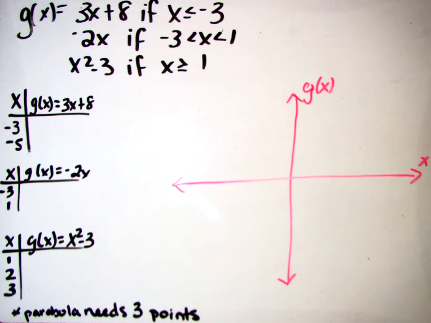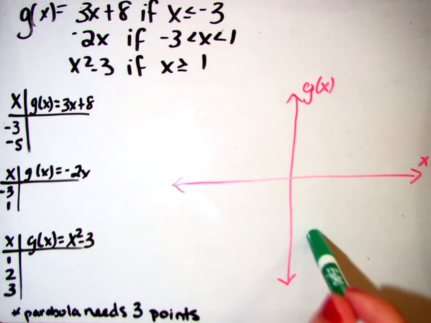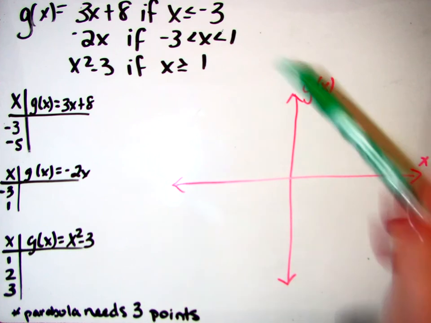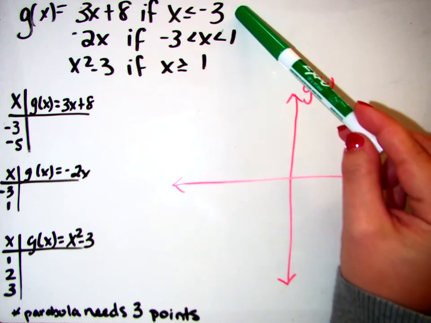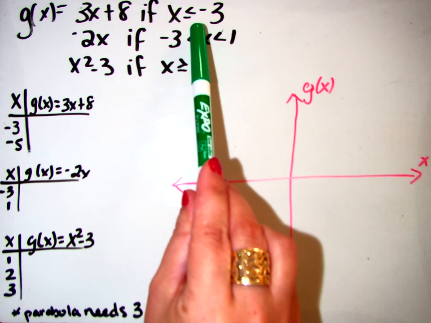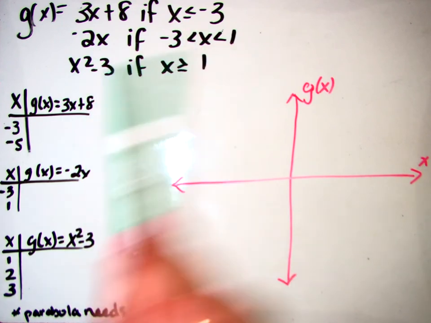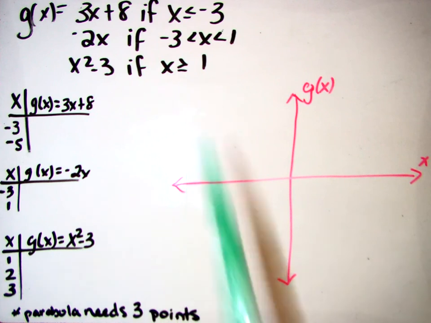Hey guys, so when we first do this, this is piecewise functions. I am looking at graphing all three equations onto one coordinate plane. The first thing I should do is look at where they want to see each equation. They want to see this equation when x is less than or equal to -3, this equation between -3 and 1, and this equation when x is greater than or equal to 1.